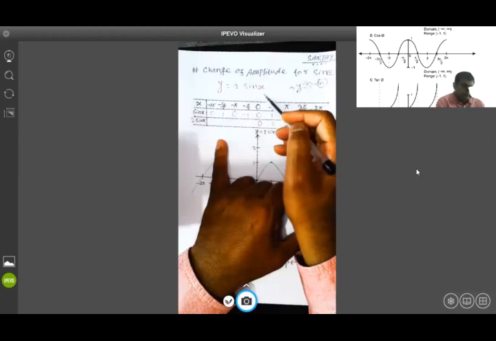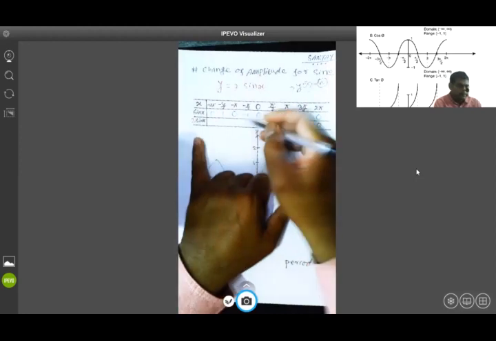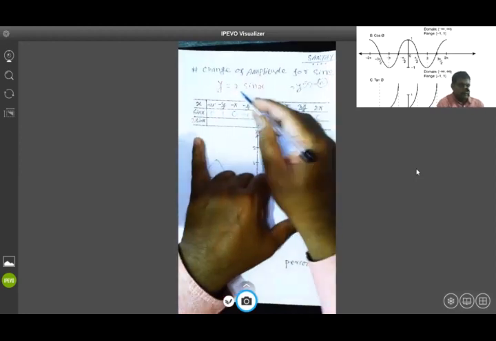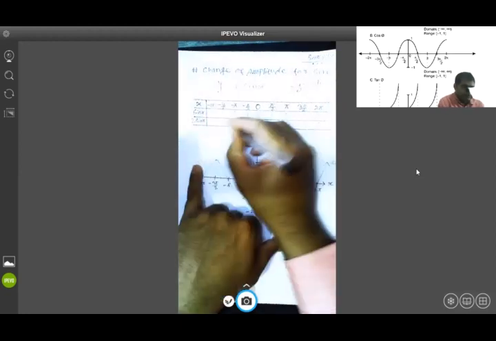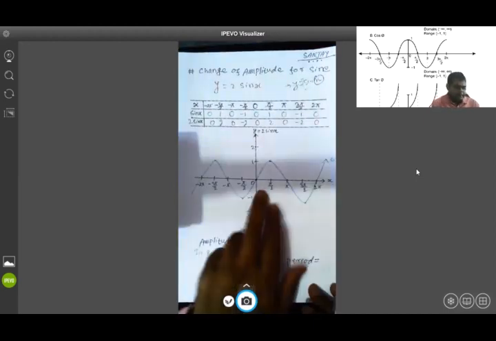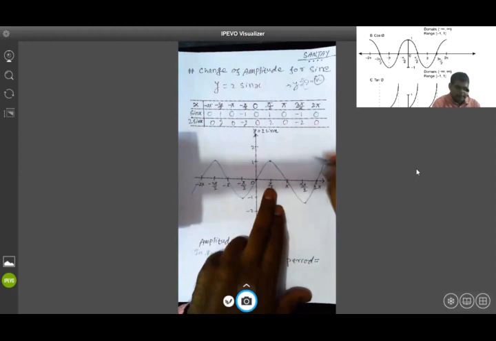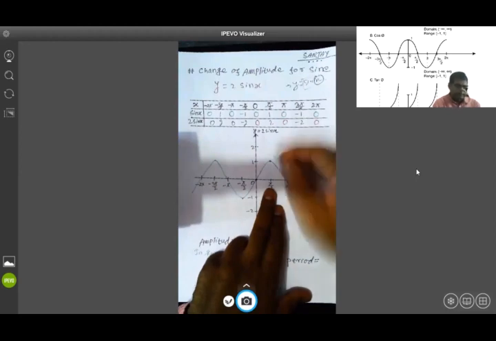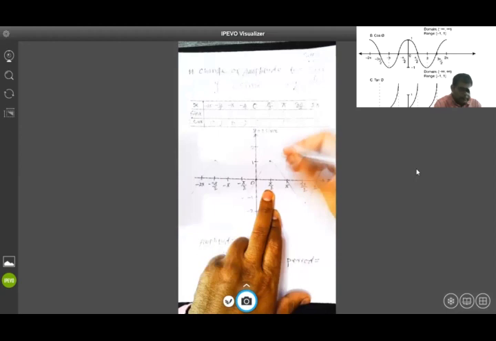So if sine x is -1, then if you multiply by 2, it will be -2, and then it will be 0, it will be 2, and it will be 0 again. So what happens in this case is that at pi by 2, sine x is maximum at 1, this is the sine curve. Sine x is maximum at x equal to pi by 2, but now at pi by 2 the maximum value for 2 times sine x is now over here.